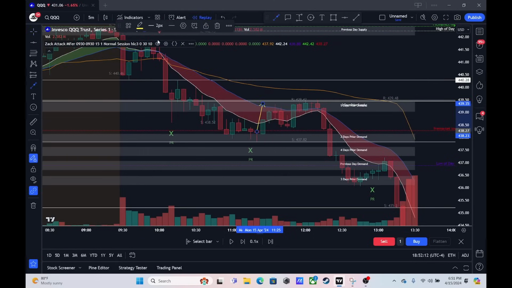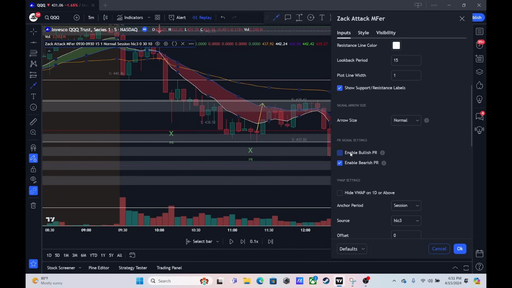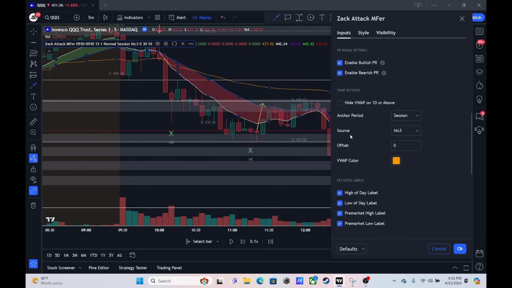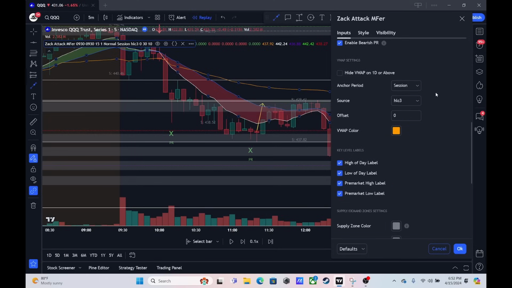But anyway, in terms of toggling them on and off, you do have that functionality. If you don't want these on, just uncheck bullish PR and you'll see these just disappear. Same thing with the bearish PR. So all of these can be toggled on and off. This is VWAP. You can have your anchor period, your source, and all this, if you want to offset your VWAP. So there's a little bit of configuration on the VWAP settings. I keep everything as default, and I keep it as orange, but you can also change the color of that.